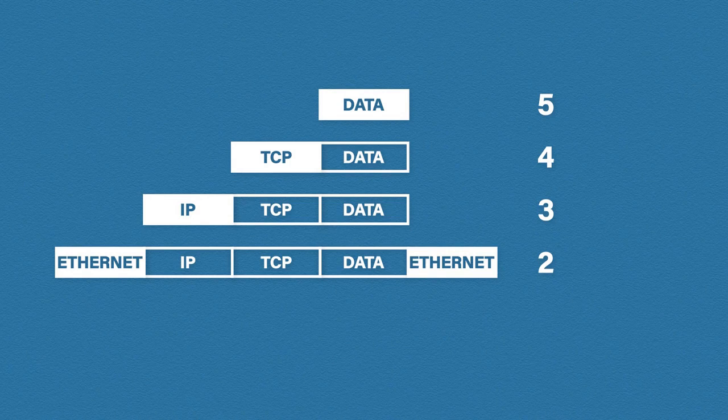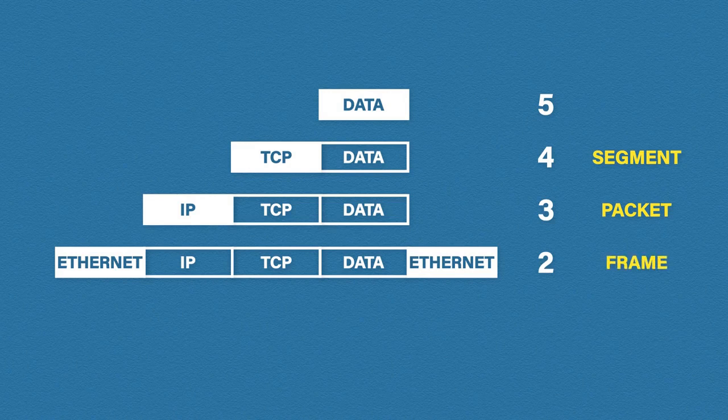It's important to note that at each stage, the data has a specific name. At layer 5, the data is called, well, it's just called data at this stage. Once the transport information has been added, it's now called a segment. Adding the network layer information makes our segment a packet. And finally, once we add our data link information, the packet becomes a frame.